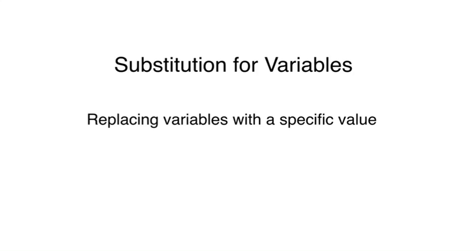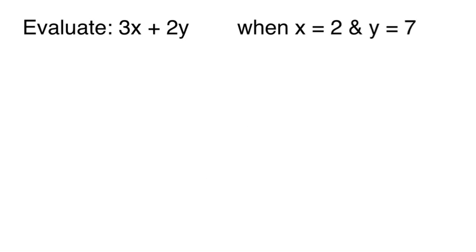In this tutorial we're going to discuss substituting for variables, and really we're replacing the variables with a specific value. So if we had a variable such as x, instead of an x we'd actually replace that with a number such as 3 or any other number. It could be a negative number, it could be a 2-digit number, it doesn't really matter. So we're going to move straight into an example.